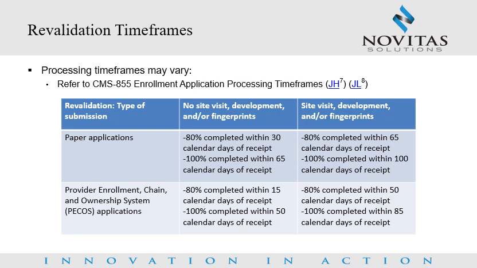Revalidation timeframes. The revalidation processing timeframes may vary. For specific timeframe information, refer to CMS 855 Enrollment Application Processing Timeframes. For paper revalidation applications that do not require a site visit, development, and/or fingerprints, 80% are completed within 30 calendar days of receipt. 100% are completed within 65 calendar days of receipt.